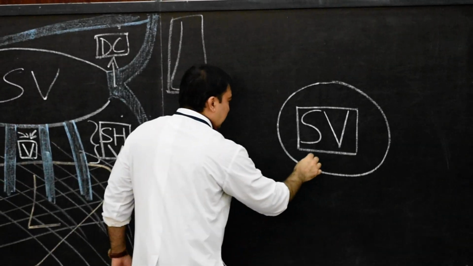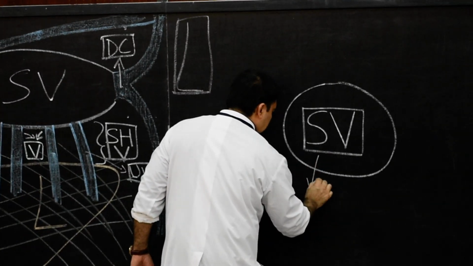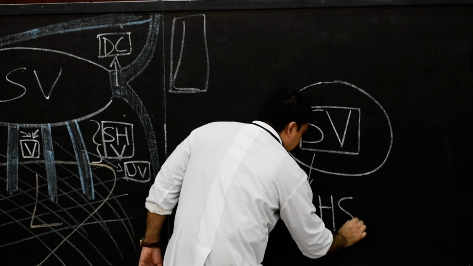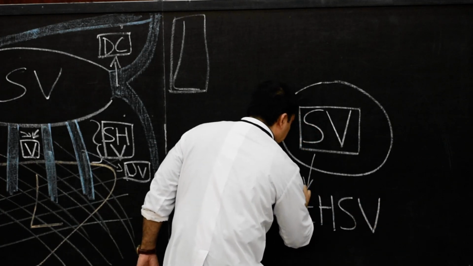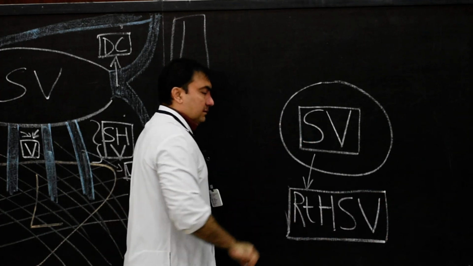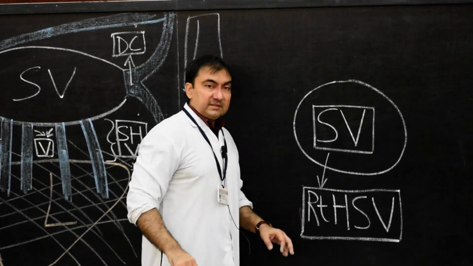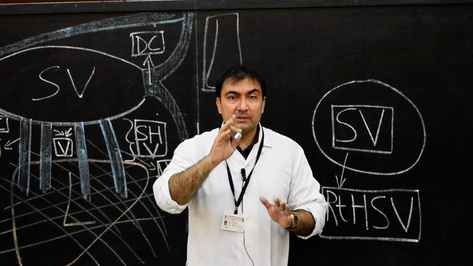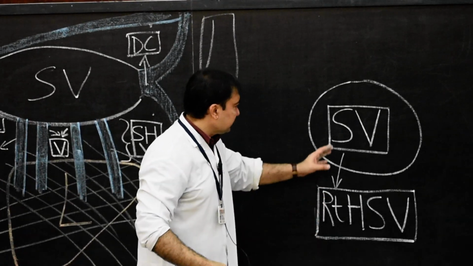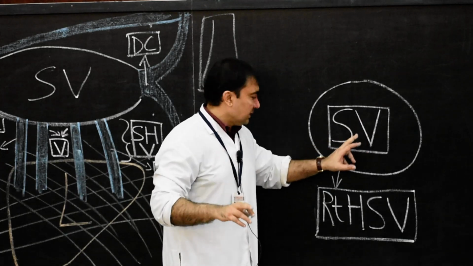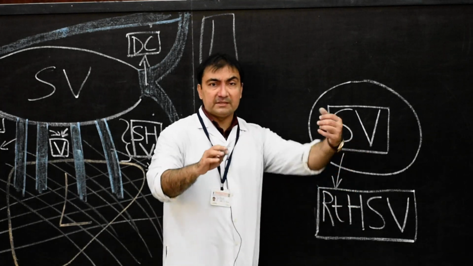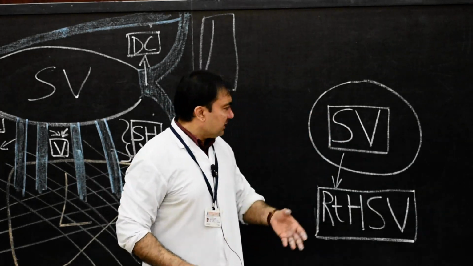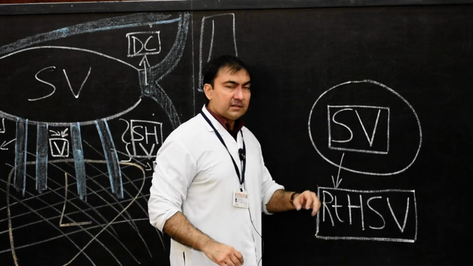So therefore here I can write this as the right horn of sinus venosus. Very simple. So therefore sinus venosus has right and left horns. The right horn of sinus venosus will entirely develop into sinus venarum. What is sinus venarum? In gross anatomy we know that sinus venarum forms the smooth posterior wall of right atrium. And how come the right horn of sinus venosus develops into sinus venarum?